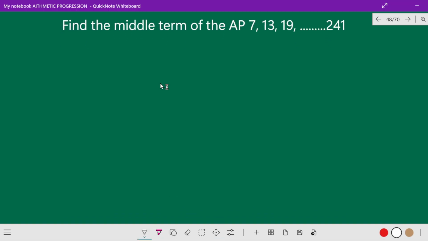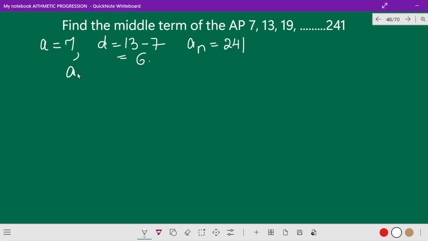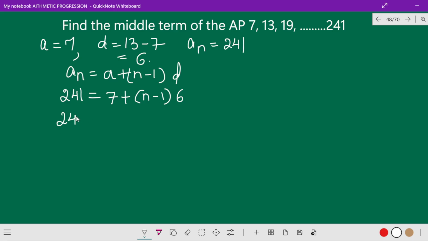So according to the question, our first term is 7. D is 13 minus 7, that is 6. The last term AN is 241. So now AN is equal to A plus N minus 1 into D. 241 is equal to 7 plus N minus 1 into 6. 241 minus 7 is equal to N minus 1 into 6.